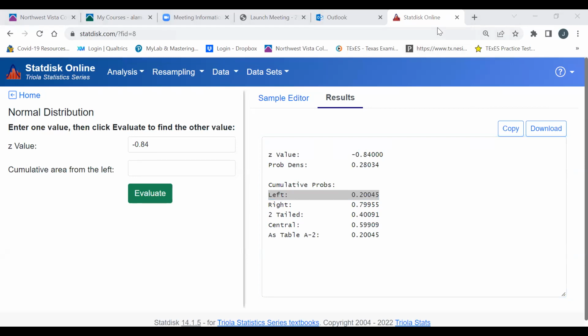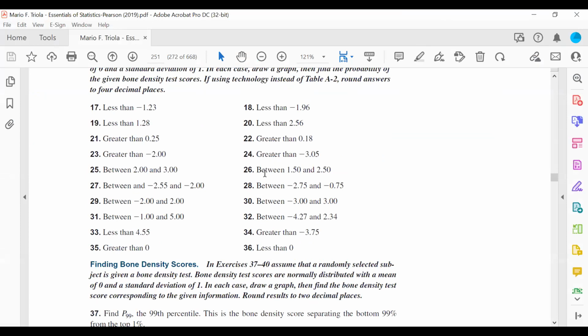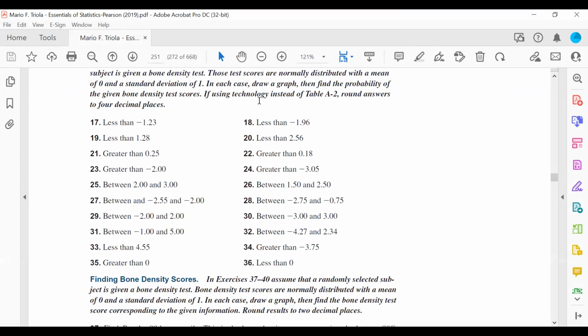For the homework, you would have to do 17 through 36. Again, you're going to have to write those in probability format. You have to write capital P, parentheses, and then the symbol, and it tells you what symbol you're going to put, less than, and then the number follows it. You'll have to draw them and then find the probabilities. There are only three of them: the less than, the greater than, and the in between.